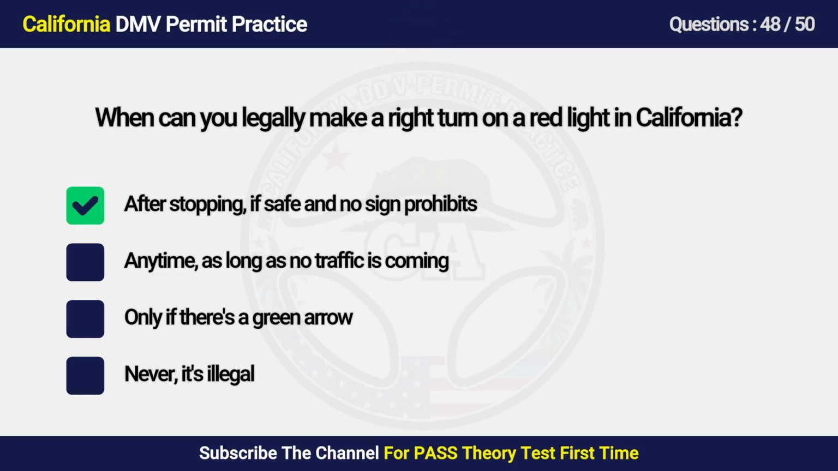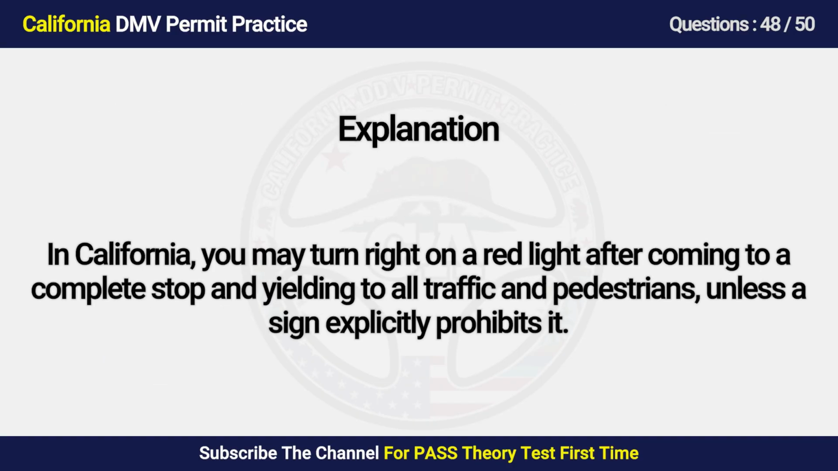Answer is A. After stopping, if safe and no sign prohibits. In California, you may turn right on a red light after coming to a complete stop and yielding to all traffic and pedestrians, unless a sign explicitly prohibits it.